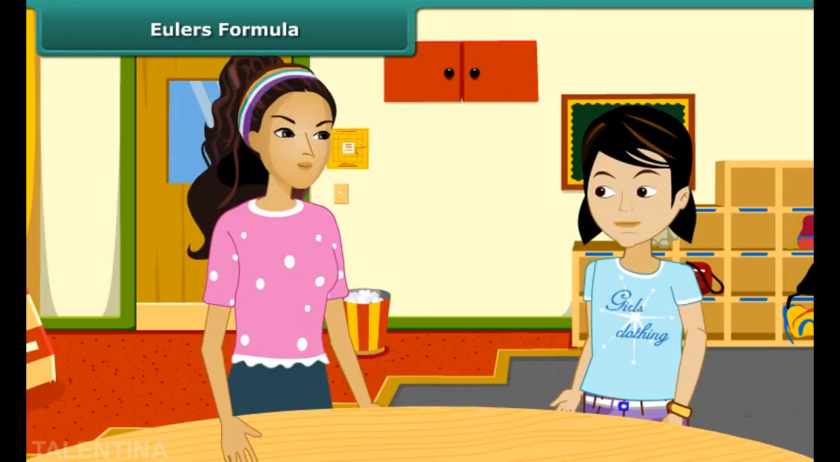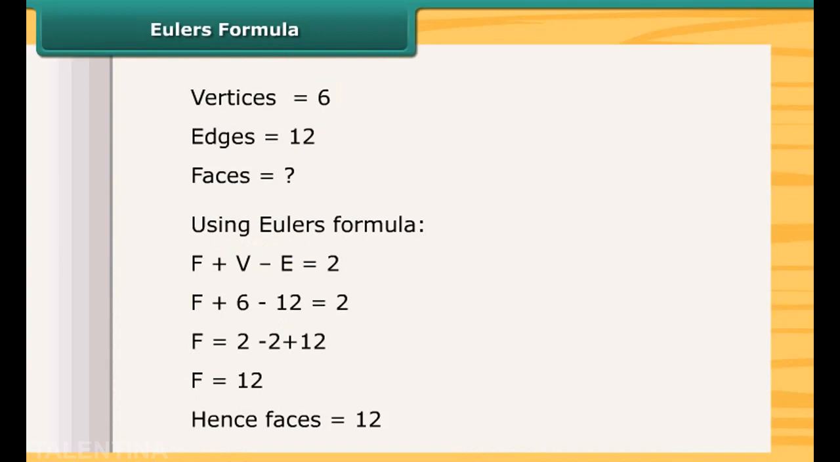If the number of vertices and number of edges of a polyhedron is given, then we can find the number of faces of that polyhedron using Euler's formula. And if the number of faces and number of vertices are given, then can we find the number of edges? The two values are given. Then we can find the third value using Euler's formula. Here is an example.